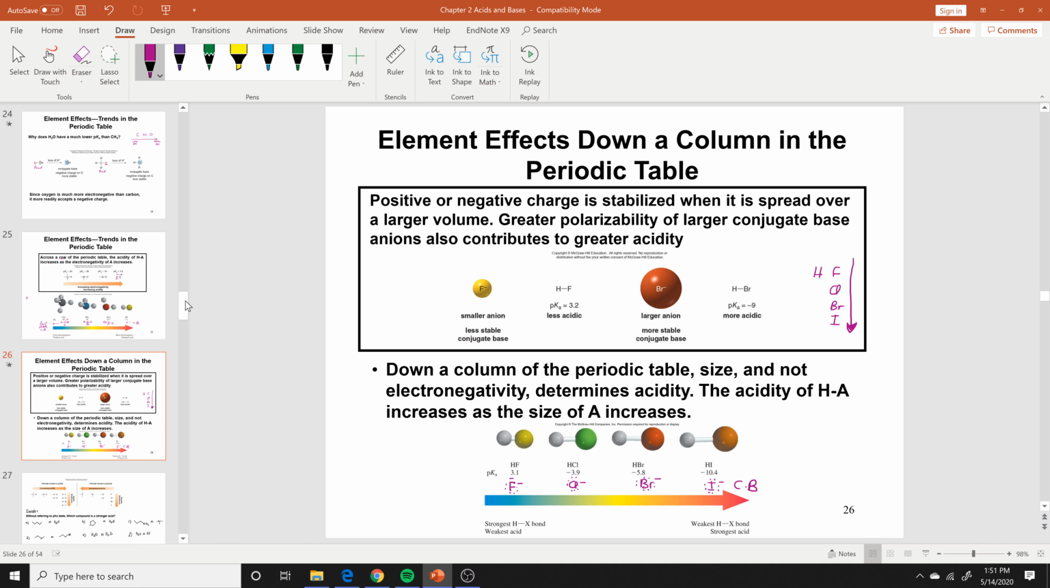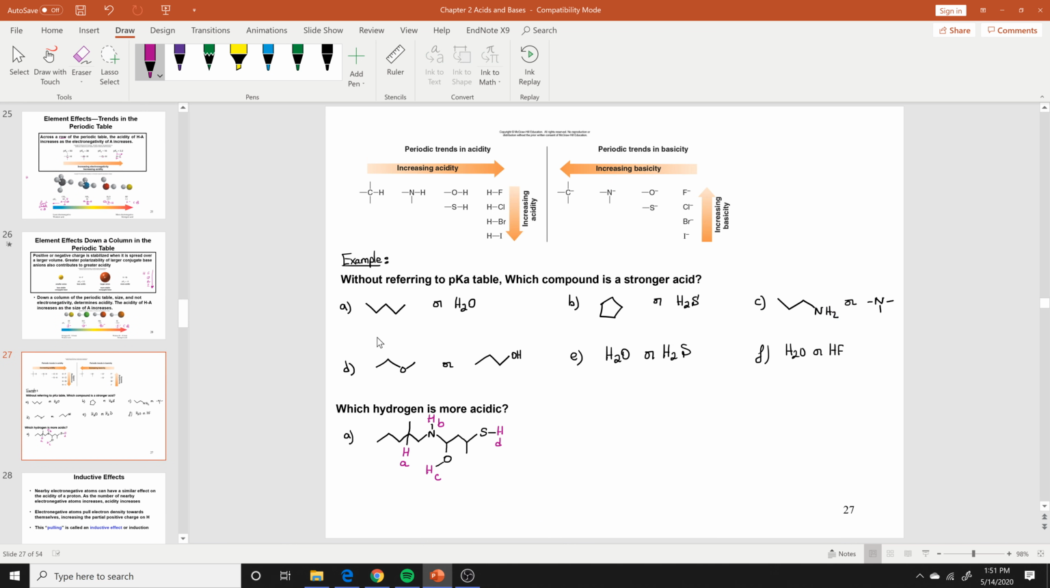This is going to make that anion more stable, and if that anion is more stable, then its acid is going to be stronger. So this basically summarizes what I'm talking about. Without referring to the pKa table now, which compound is a stronger acid? So all you need to do over here is just figure out.